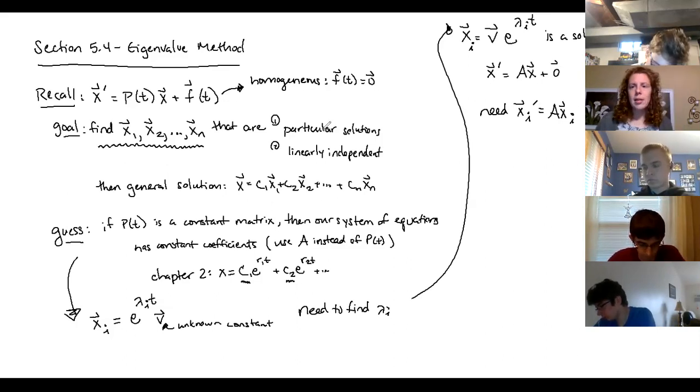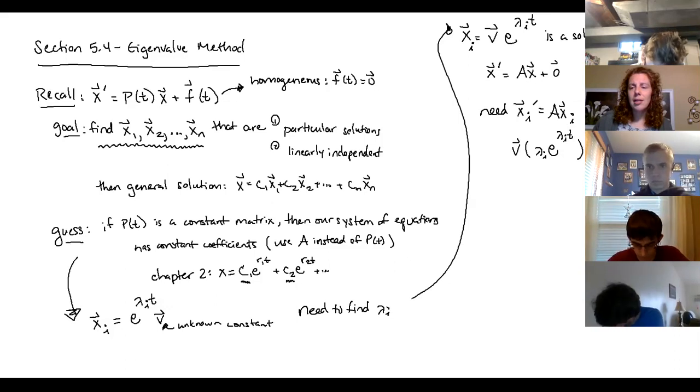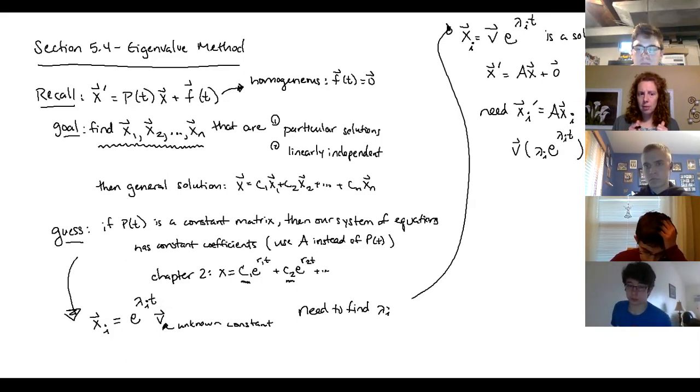So what we need is the v is constants, so that can totally stay out in front, and then I can take the derivative of this right here. So I need v times lambda I e to the lambda I t to equal A v e to the lambda I t. I'm taking a derivative on the left-hand side, and I'm plugging in my x sub I on the right-hand side. Still good? Still hanging with me? Doing okay? All right, are we good?